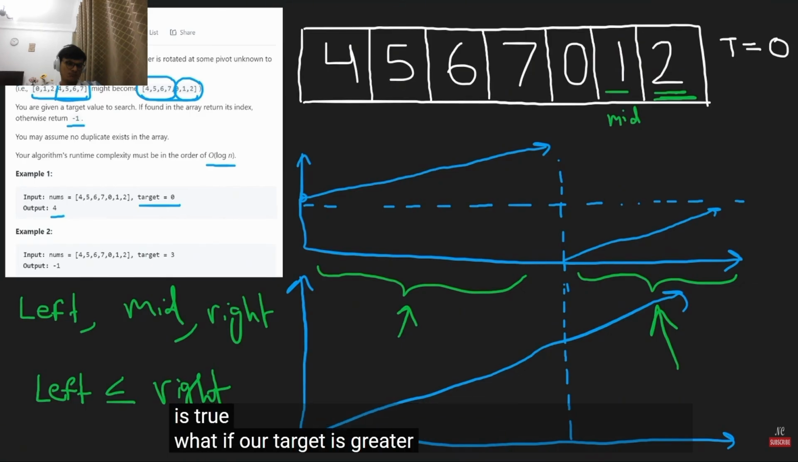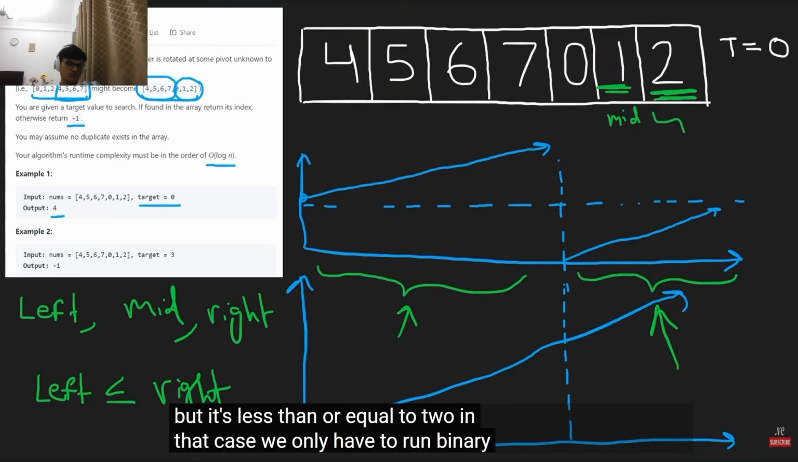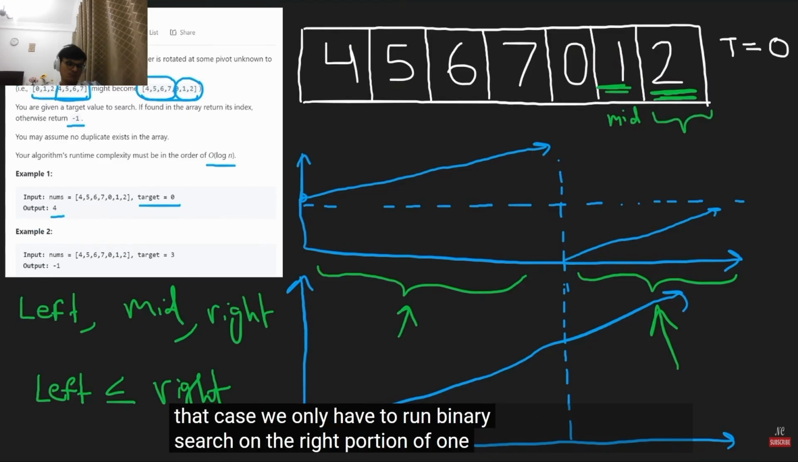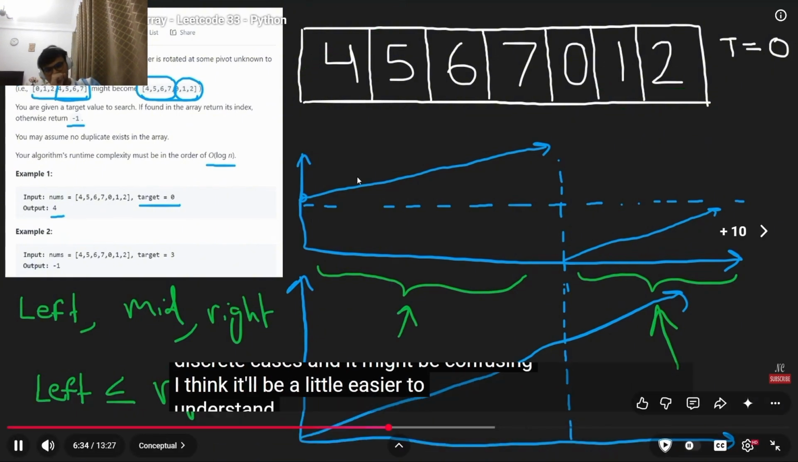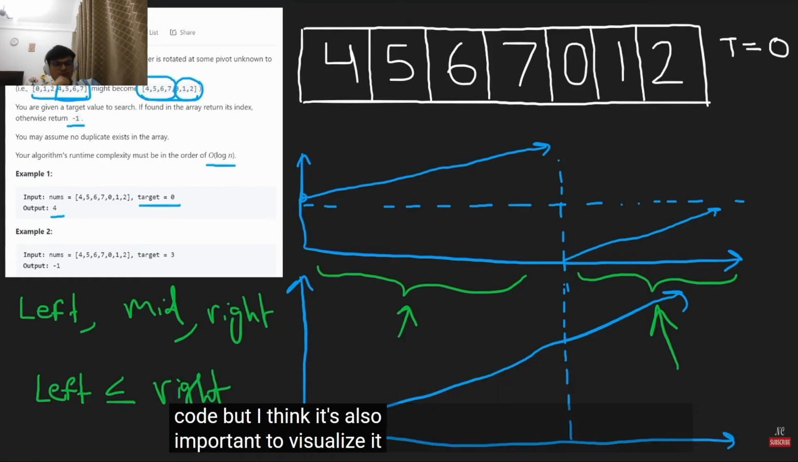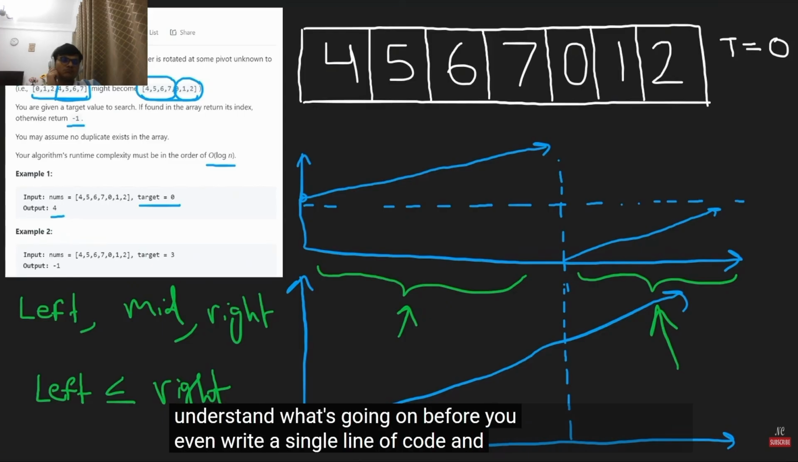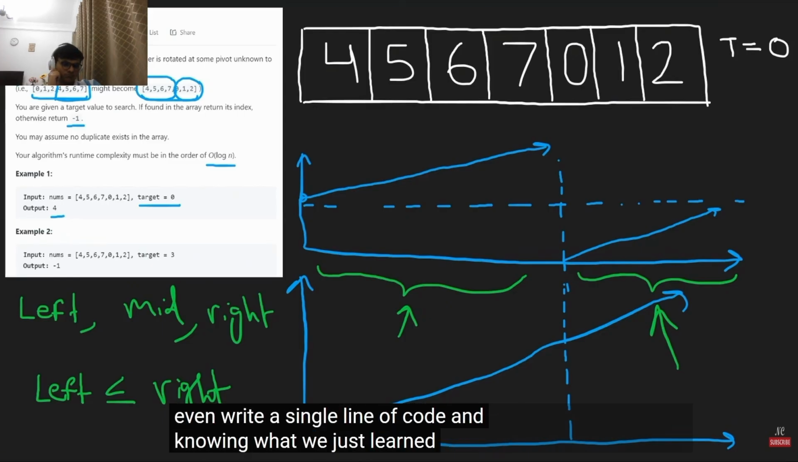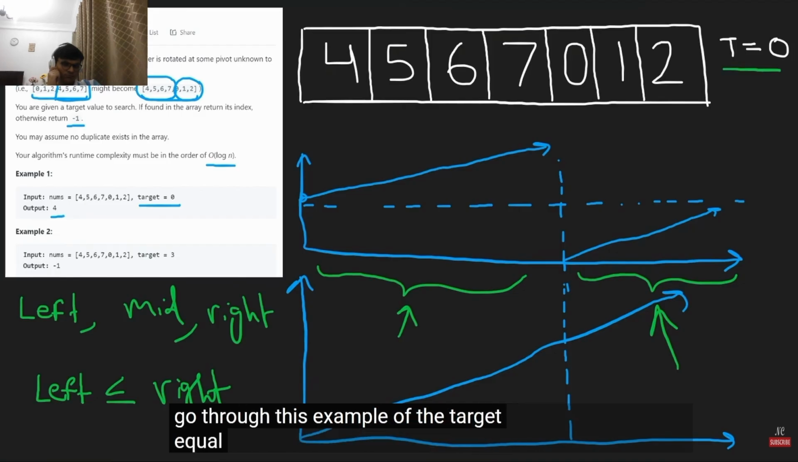What if our target is greater than 1, but it's less than or equal to 2? In that case, we only have to run binary search on the right portion of 1, every value to the right of 1. It's easier to understand once we actually write the code, but I think it's also important to visualize it and understand what's going on before you write a single line of code. And knowing what we just learned, let's go through this example.